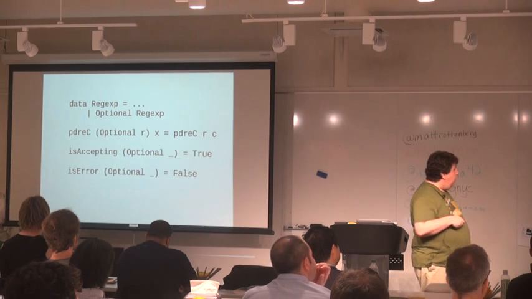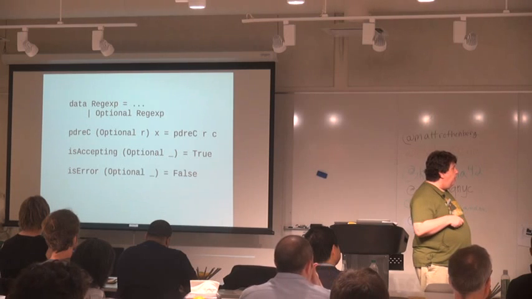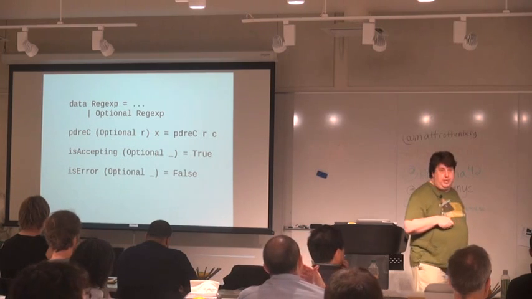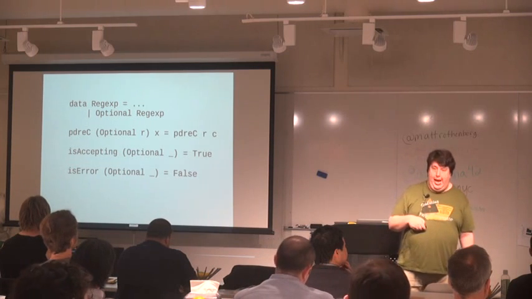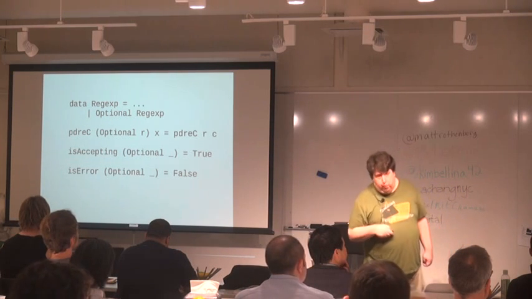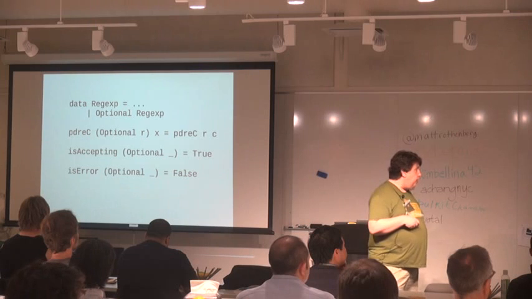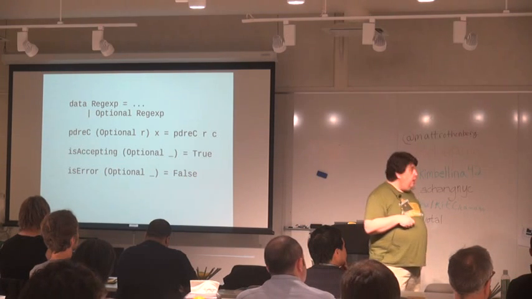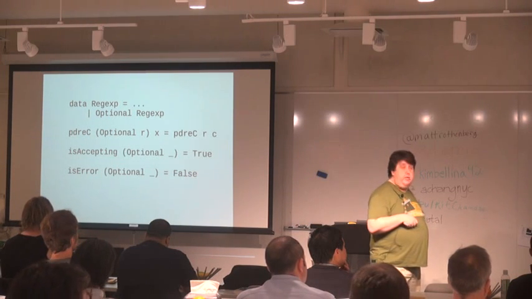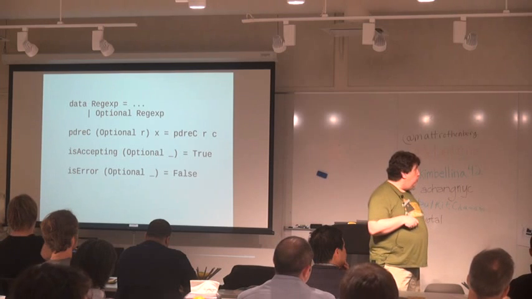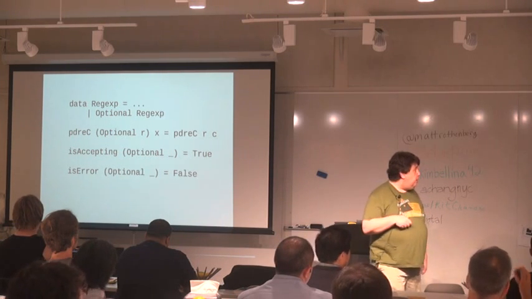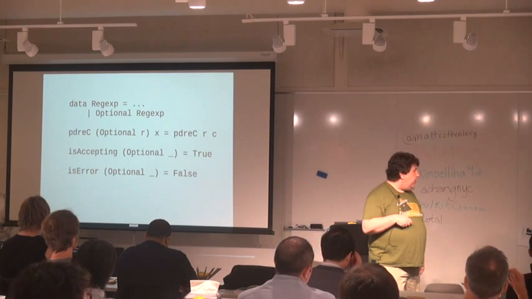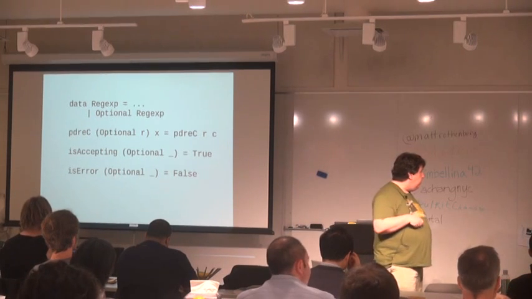The partial derivative of an optional R with respect to a character x, well, we know the empty string we added will just get thrown away. It won't start with the letter x because it's the empty string. So we can ignore the fact that this is an optional, and the partial derivative is simply the partial derivative of whatever R would be with respect to the character x, not c. My apologies.